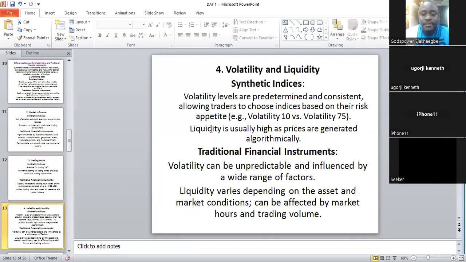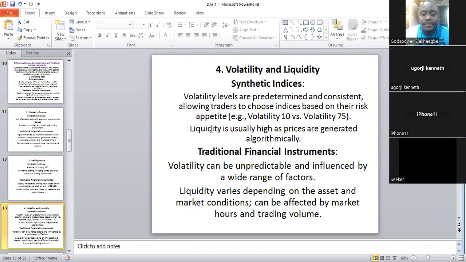Volatility levels are predicted and consistent, allowing traders to choose an index based on their risk appetite. That's one beautiful thing about synthetic indices. Volatility is not as crazy as that of the financial market. The financial market is just too crucial. It's just too terrible.